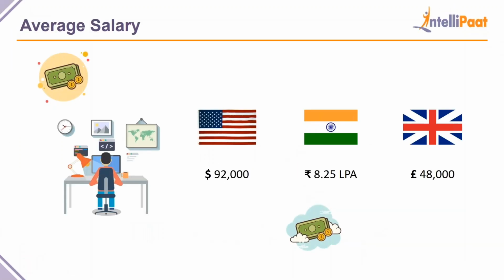So let's take a look at the average salary of a full stack developer. In the US, it's $92,000. In India, it's 8.25 lakhs per annum, and in the UK, it's 48,000. It's not really that bad of a salary. It's the average salary of a person. You can go much higher than that as well.